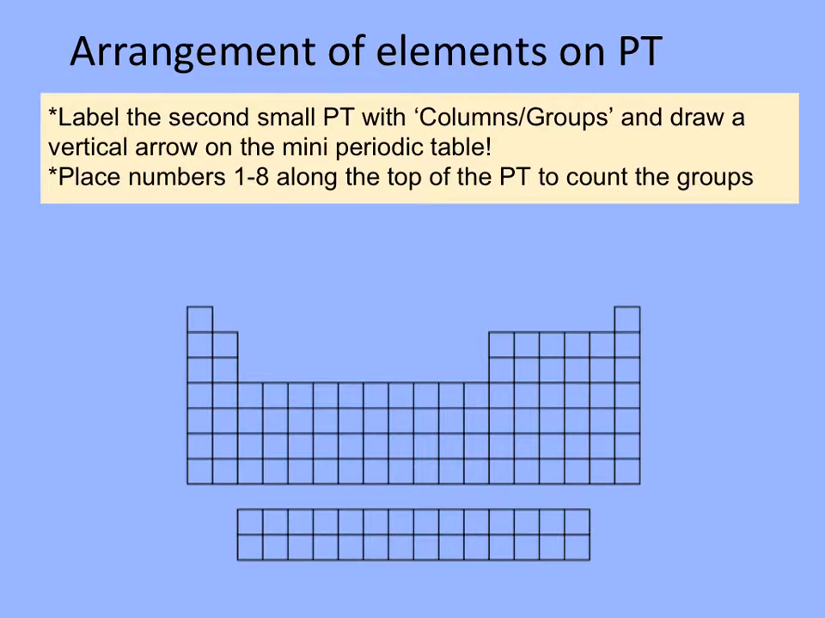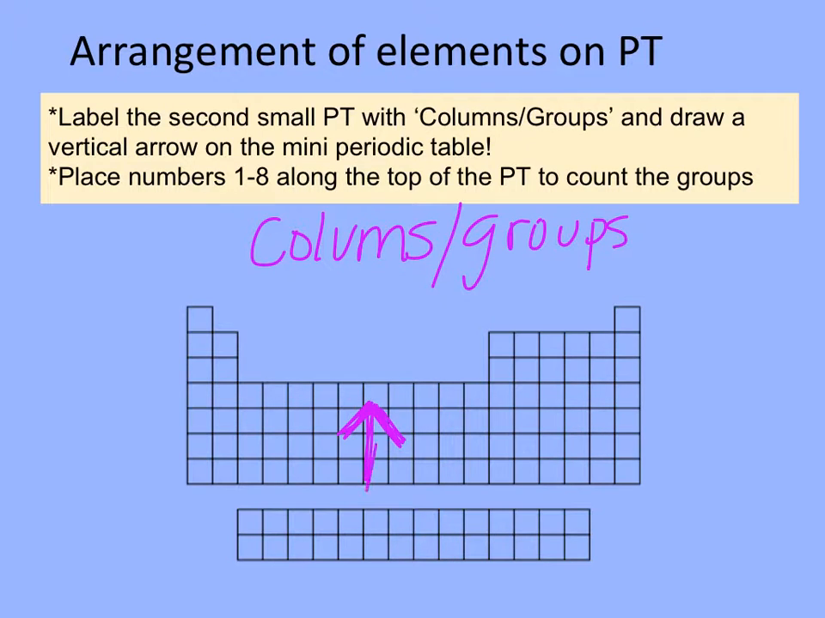So again, we want to look at our second mini periodic table diagram, and we want to label this one as columns, groups, and we can draw again inside. We're not going to write anything inside. So there's my arrow saying that the groups go up and down. And again, we're going to label the numbers here because each one of these is a column or a group. We want to record a number on top saying what value that group is.